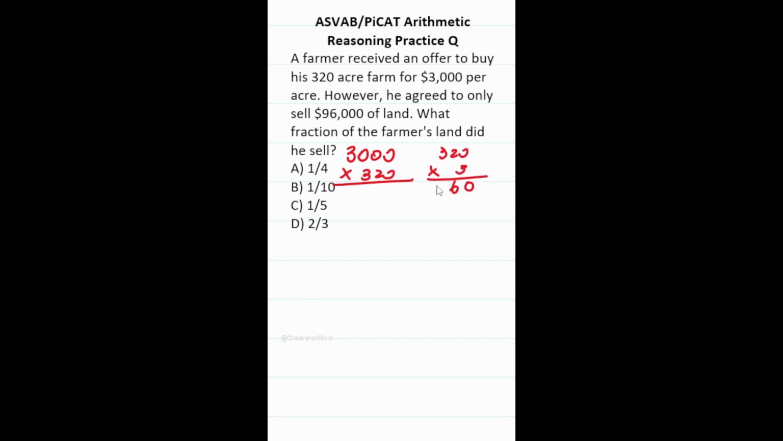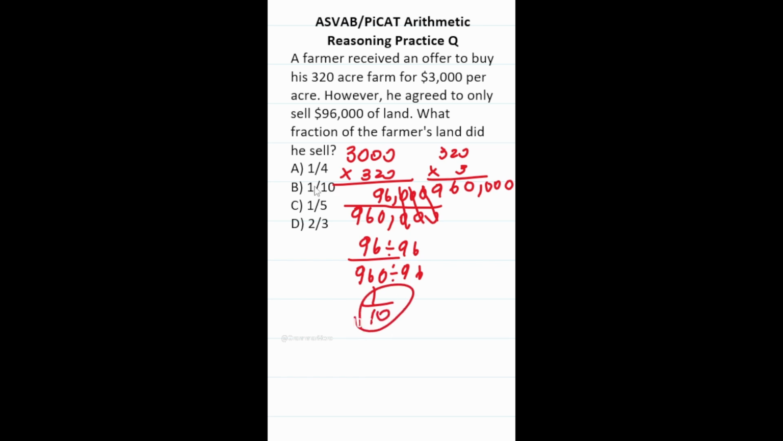This is 960. 3,000 times 300 would be 900,000. So I know this has to be 960,000. So his land is valued at $960,000. He sold $96,000 worth of that land. So we got to reduce this fraction. Cross out this corresponding zero, this corresponding zero, this corresponding zero. This reduces to 96 over 960. These have a common factor of 96, of course. So this reduces to 1 over 10. So he sold 1/10 of this.